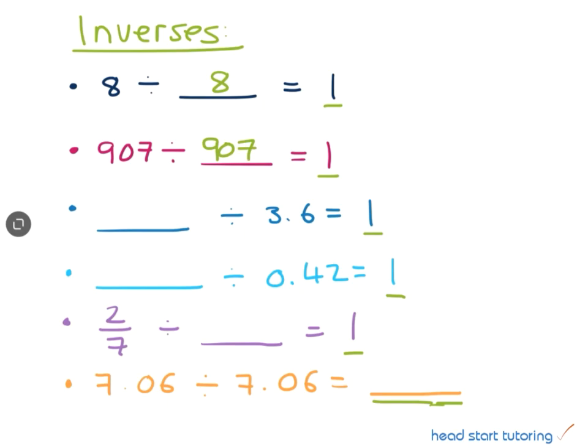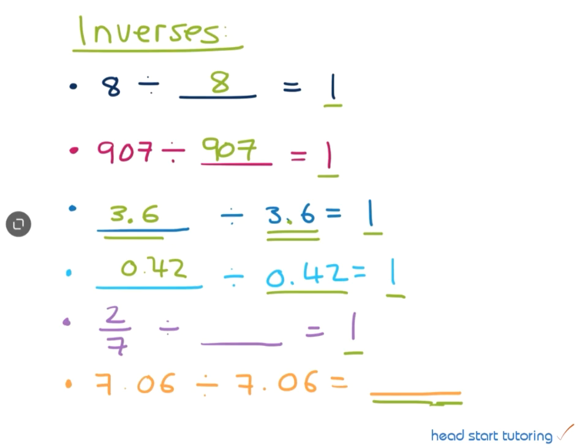What number divided by 3.6 will give you an answer of 1? 3.6. Because these numbers just have to be the same when we are dividing in order to get an answer of 1. As you can see, the decimals are in exactly the same place, and that makes that number the same number. So 0.42, what are we going to divide 0.42 by, or what number will be here? We just know that it's going to be the same number. So 0.42 divided by 0.42 will give us an answer of 1.